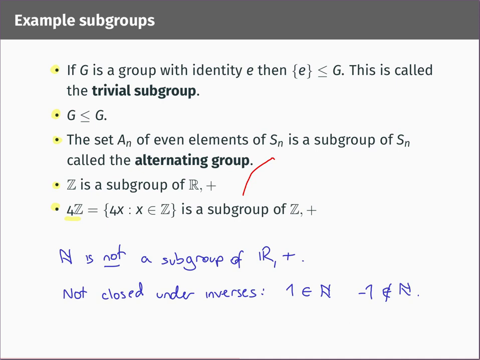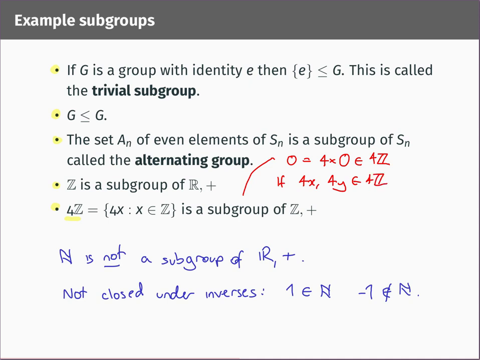So in 4Z, 0 is equal to 0 times 4. Let's write this as 4 times 0. So that's an element of 4Z. That means we've passed the first of the subgroup tests. Next, we need to show that it's closed under addition. So we'll take two elements, 4x and 4y, in 4Z, where x and y are integers.